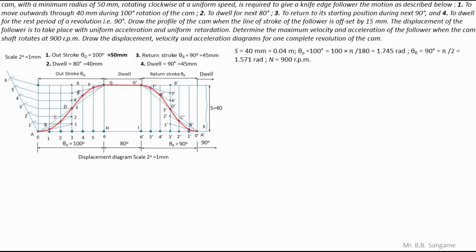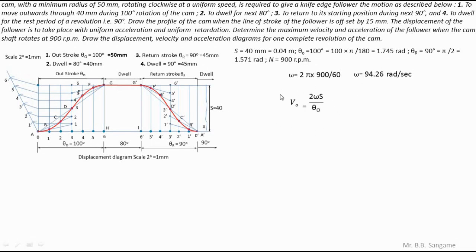So next, we have to draw the velocity and acceleration diagram also. To calculate the velocity and acceleration diagram, first we need to calculate the velocity and acceleration during outstroke and return stroke. So let us calculate. So we have the n. By using the n, we have calculated omega here. I found the value of omega is 94.26 as per calculation.